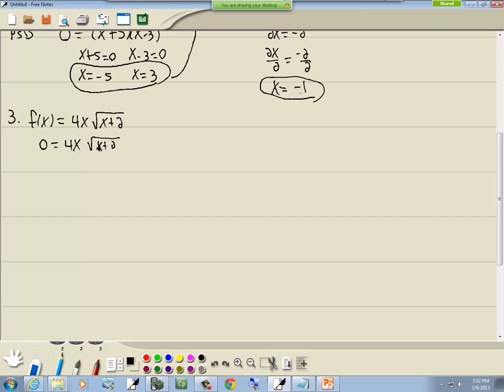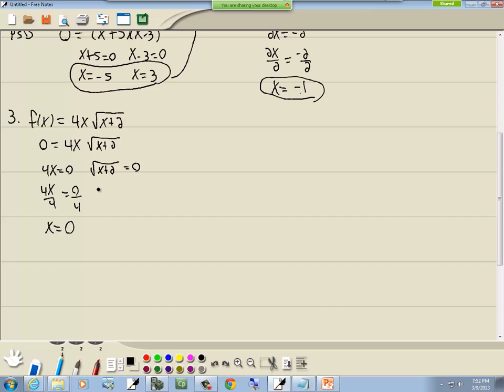And once we do that, this is already factored on the right side. The zero factor property says if you get 0 on one side and you factor the other side, you can set each factor equal to 0. So I'll set 4x equal to 0, and I'll set square root of x plus 2 equal to 0. And I can divide both sides here by 4, and we get x is equal to 0.